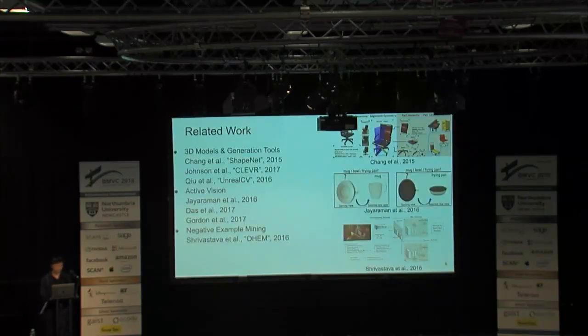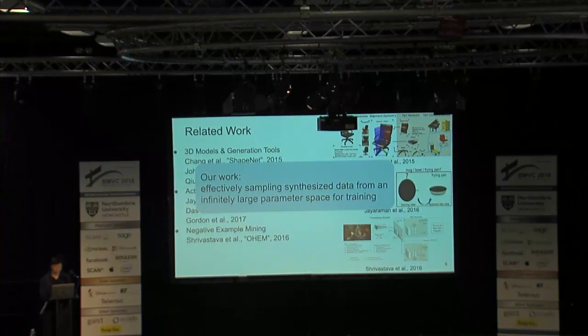Previously, people have built repositories of 3D models like ShapeNet, and there are works utilizing game engines to obtain synthetic data from complex and realistic scenes from films and video games. And in active vision, the work from Yara Rahman manipulates viewing parameters at test time to maximize the confidence in making a prediction, and others use navigation in an interactive visual question answering setting. And there is plenty of literature that adjusts sampling probability given a fixed finite training set, such as online hard sample mining. While our work aims to effectively sample synthesized data from an infinitely large parameter space.